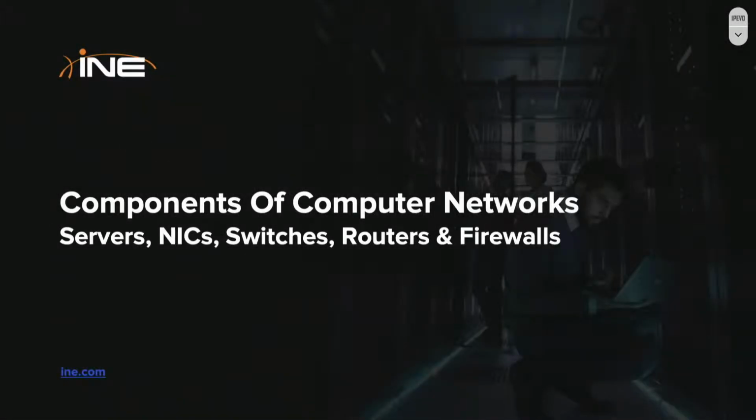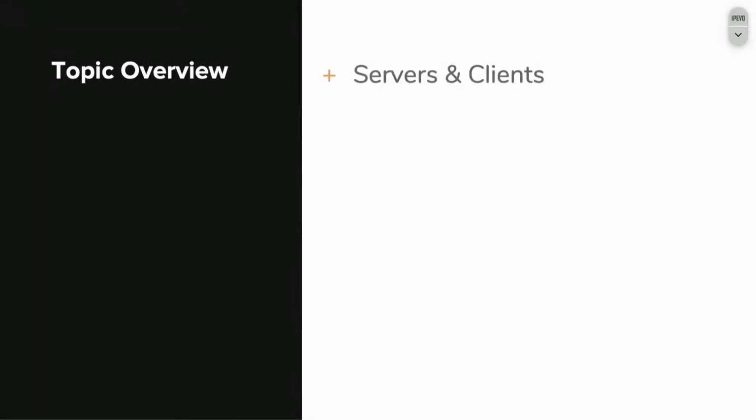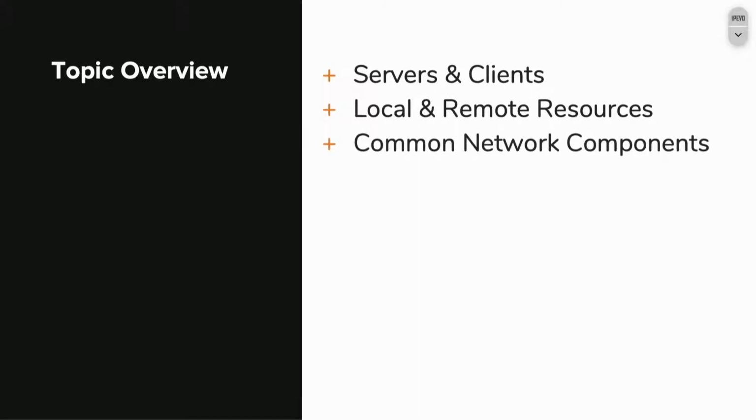Hello and welcome to this video titled Components of Computer Networks: Servers, NICs, Switches, Routers, and Firewalls. In this video I'm going to cover what's the difference between servers and clients, what's meant by the terms local and remote resources, and then we're going to dive into some common network components you would find in networks today, such as NICs, switches, routers, firewalls, and IPS devices.